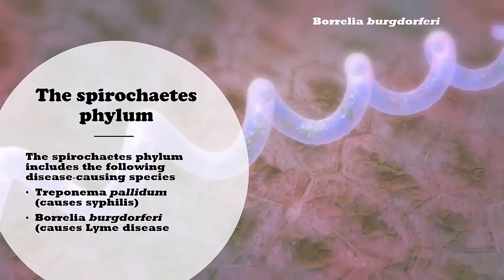The spirochete phylum includes the following disease-causing species: Treponema pallidum, which causes syphilis, and Borrelia burgdorferi, which causes Lyme disease.